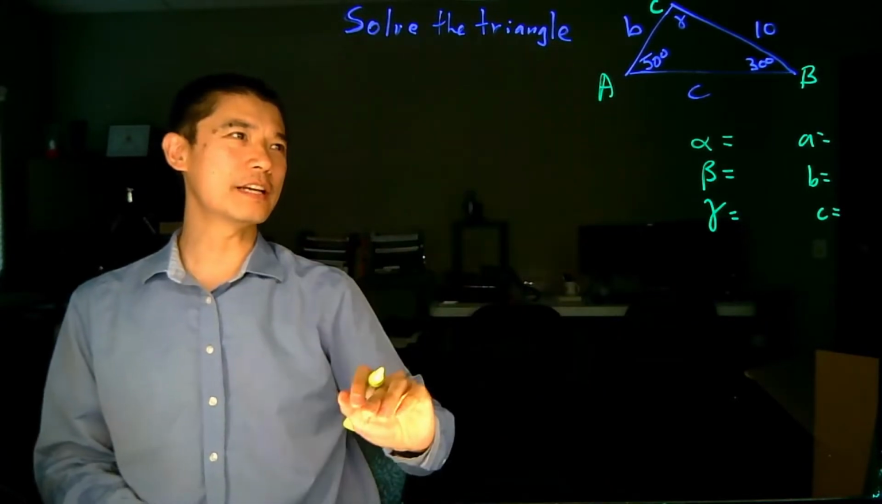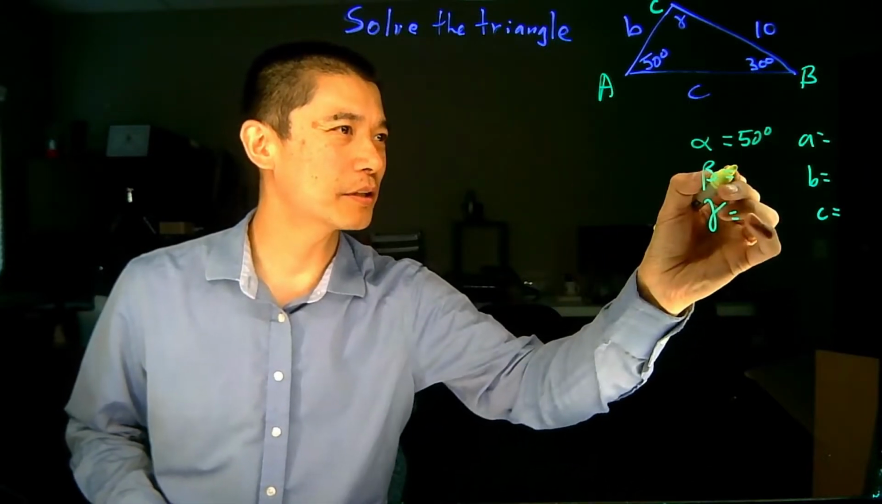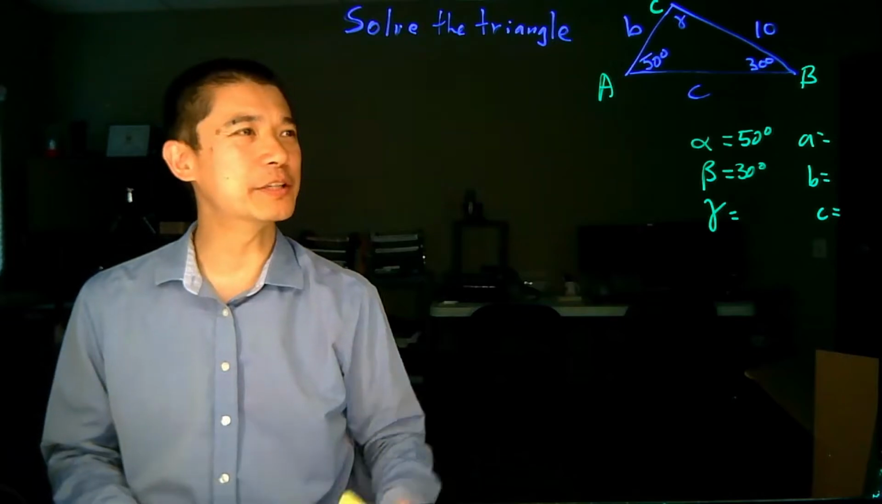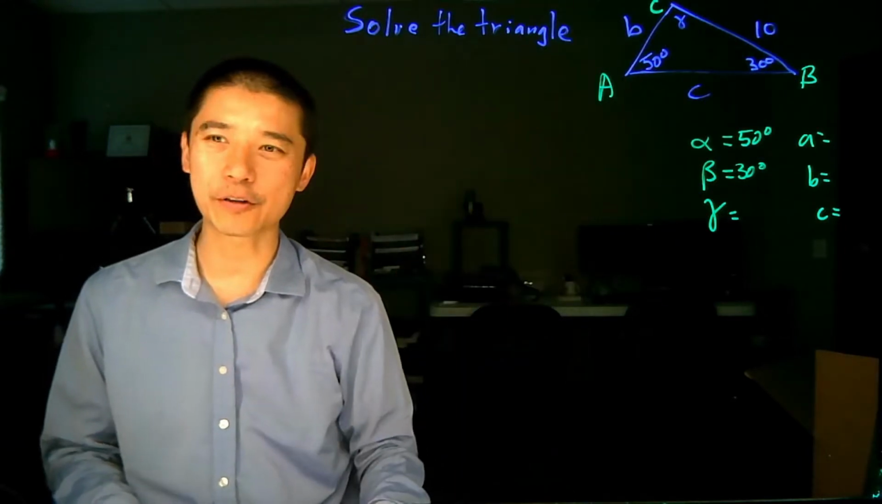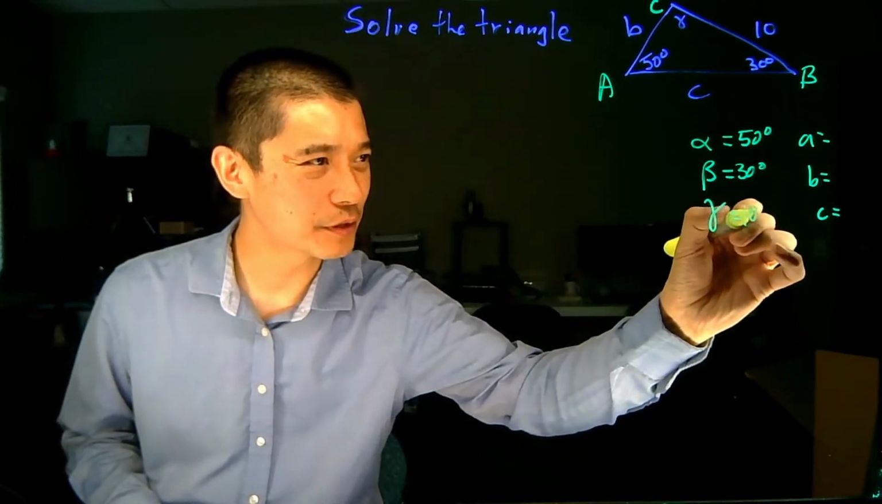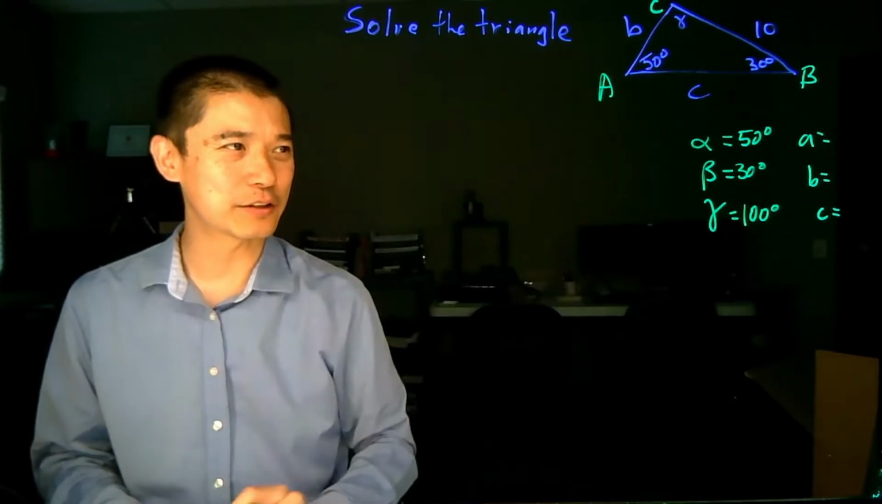And so looking at the labels, we see that alpha is going to be 50 degrees, and beta is going to be 30 degrees. Well, from this, we can already figure out what gamma is, because remember that the sum of the angles of a triangle is 180 degrees. So that plus that is 80, which means we're 100 degrees short. So we can work that out mentally in this case, and get the third angle.